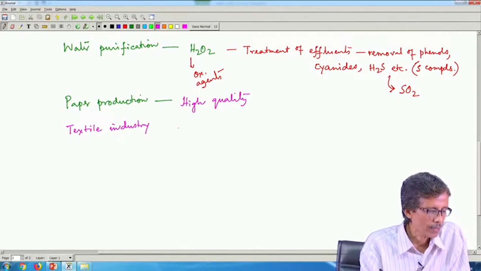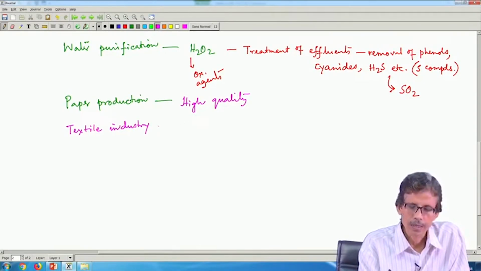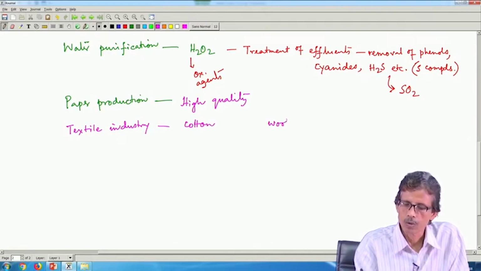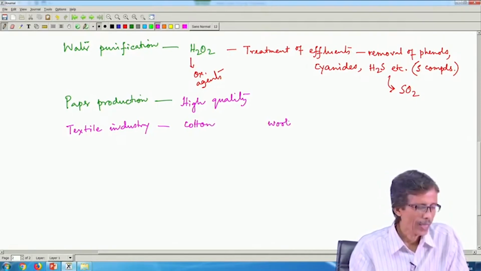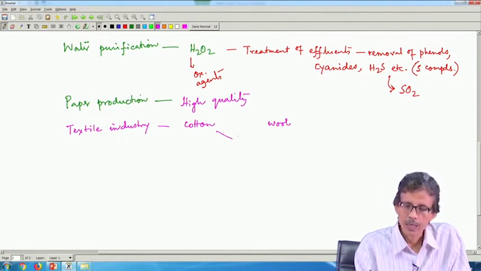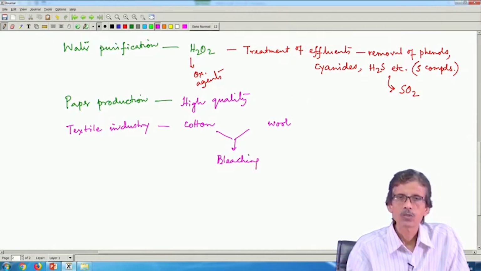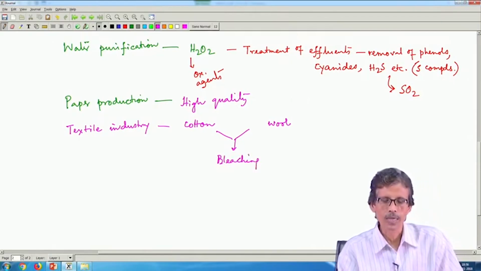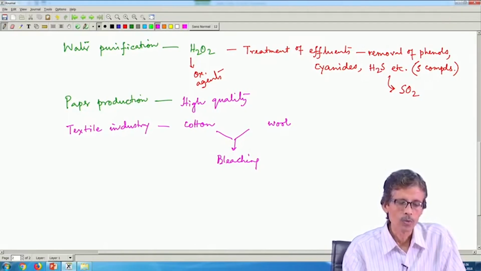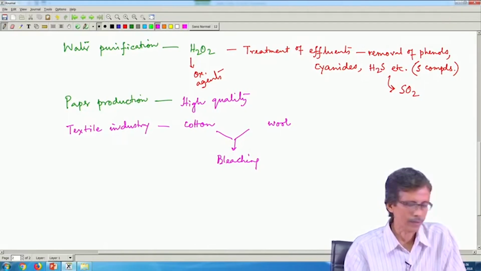Also we can use them for the textile industry, in that case the textile industry can have the cotton or wool they use, and those can be treated for bleaching. So, the bleaching action of these peroxides can also be useful when we use these in the textile industry.